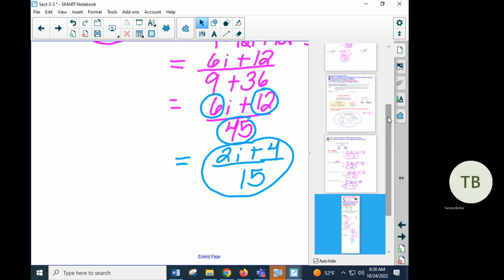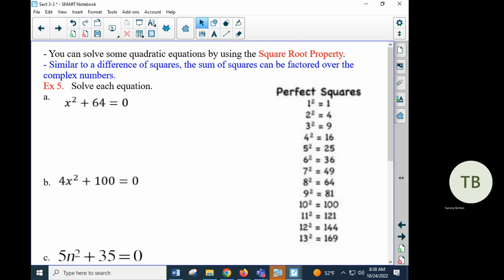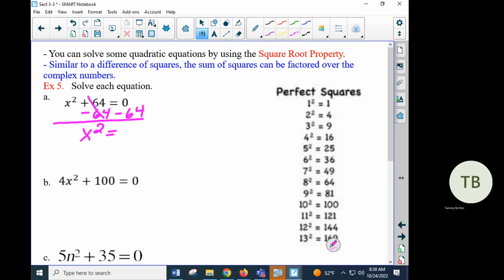So now if we go to our last page, this one, we are going to be solving an equation and then simplifying it. And when we solve these equations, the whole reason they came up with the imaginary system is we're going to be dealing with an imaginary number. So if I look here and I asked you guys to solve this, we would first subtract 64. And we would get x squared equals -64.